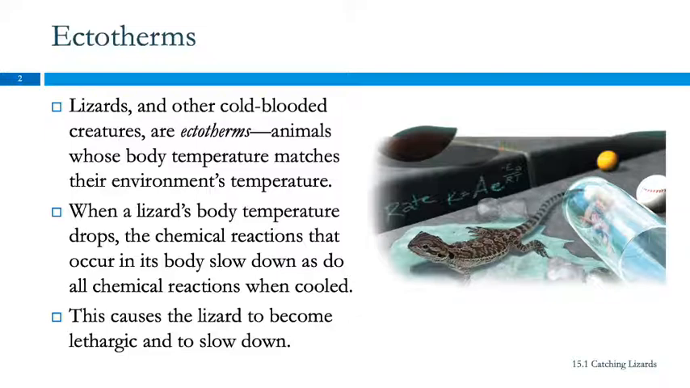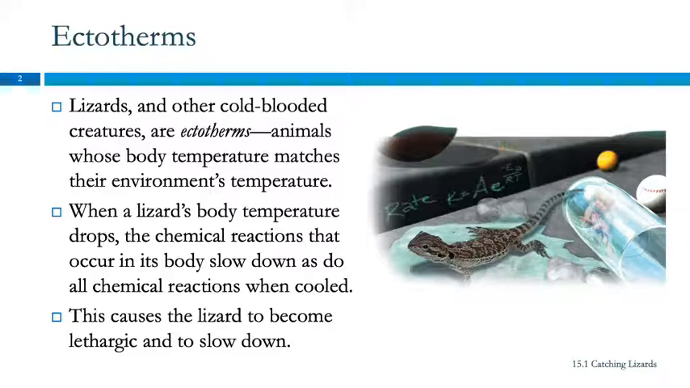Now, they just put the lizard in a nice little habitat and watched him for a few hours, and then they let the lizard go, right? No lizards were harmed in making that story. Lizards and other cold-blooded creatures are called ectotherms. Those are animals whose body temperature matches their environment.